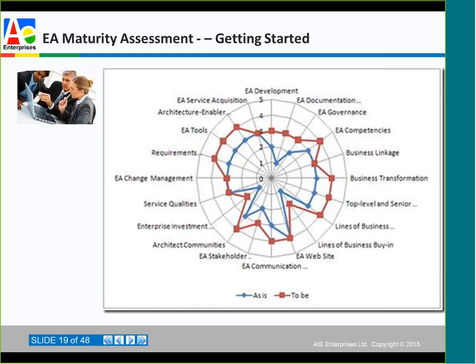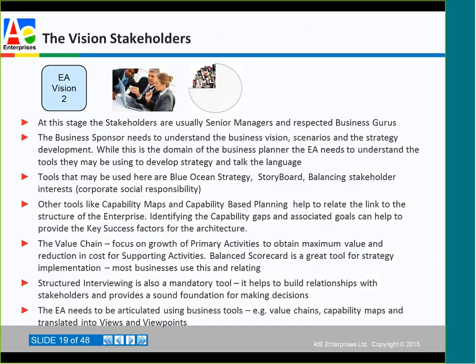They need to understand what the scenarios and the strategy development is. We will start to get involved in those scenarios and the strategy development as architects. And while this is the domain of the business planner, the EA actually needs to understand the tools that they're using to develop strategy and talk the talk with the business guys. So many tools they might use for this. They could use something like the Blue Ocean strategy. They could use storyboarding. They could use stakeholder analysis. They could do all sorts of things, doing corporate social responsibility areas.